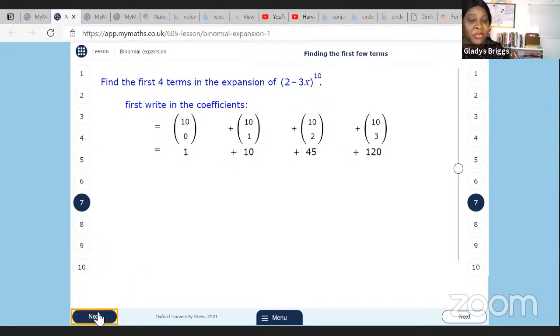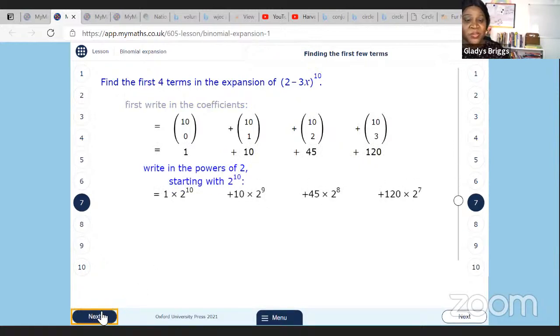Then you're going to do 2 to the power of 10, 2 to the power of 9, 2 to the power of 8, and 2 to the power of 7. Yeah, it depends on the power here. Can you see on this one, the power has changed. So we now have 10 here instead of 3 here. If this was 3, this would be 3. But because it's 10, we have to go with 10 choose 0, 10 choose 1, 10 choose 2. Yeah.